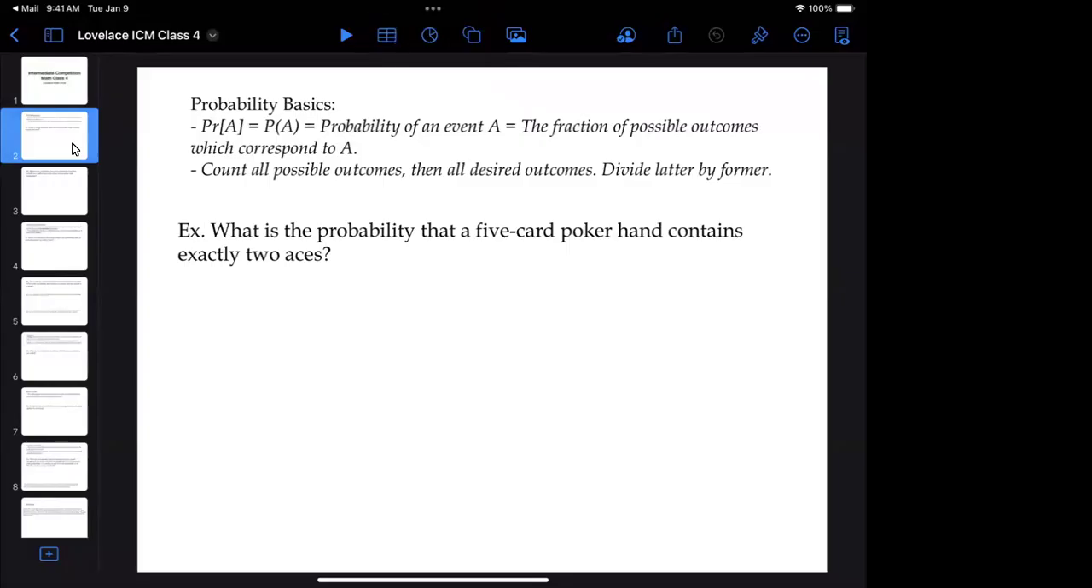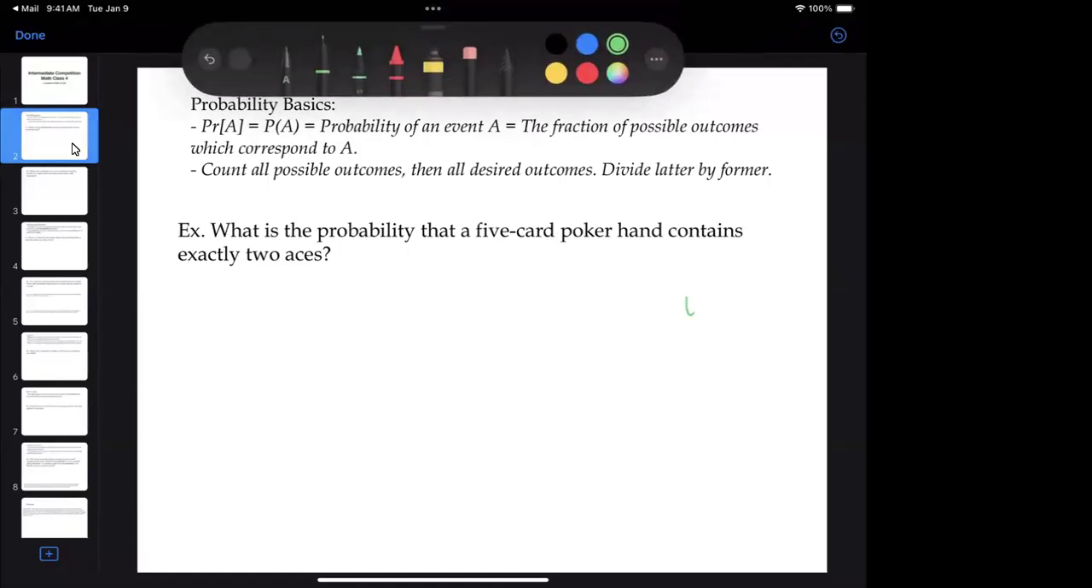Okay, so for probability basics, I'm sure you all understand the definition of the probability of an event, but here are two ways we can represent it. It's equal to the fraction of possible outcomes which correspond to A. To find it, we count all the possible outcomes, and then we count all the desired outcomes, and we divide the desired ones by all the possible ones.